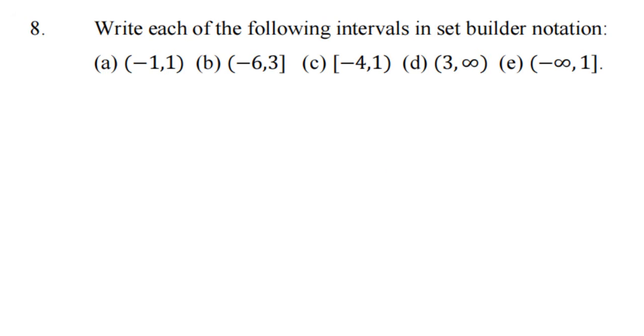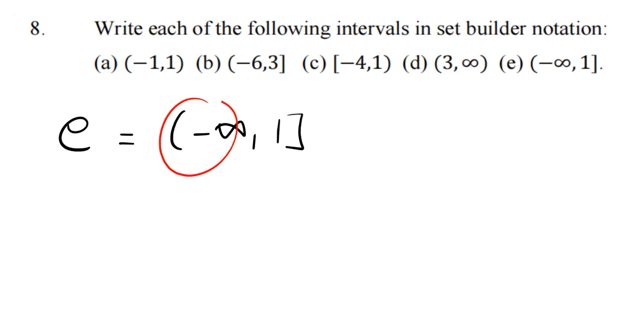We come to E. Now for E, we've got negative infinity to 1. Okay, so what do we do there? So E, it is negative infinity and 1 there. So we're always starting with the smaller one. So negative infinity is smaller, then we're ending at 1. So in this case, what would be our set builder notation?